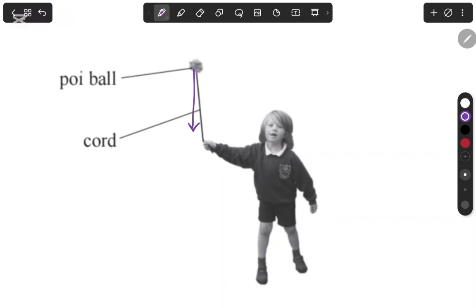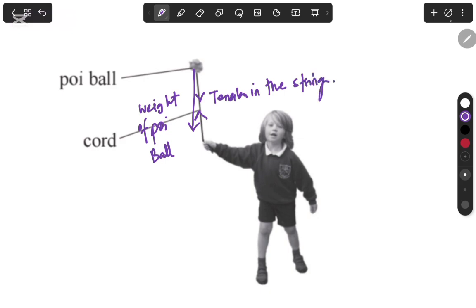Now let's label the two forces. The first force is the weight of the poi ball, and the second force acting here is going to be the tension in the string. And we can see that there are two arrows. Now, the arrow that I'm going to circle is going to be the tension that's going to be acting on the hand. So the tension in the string is the force on the hand.